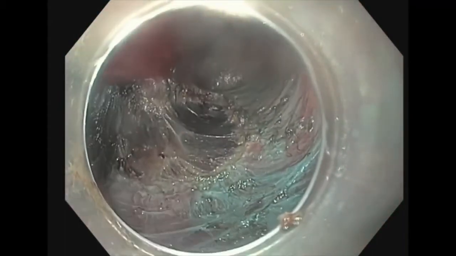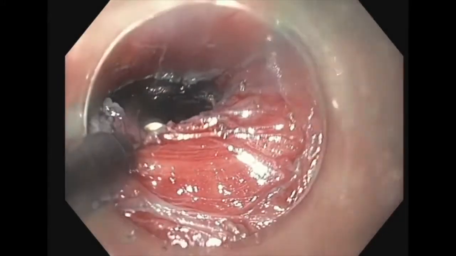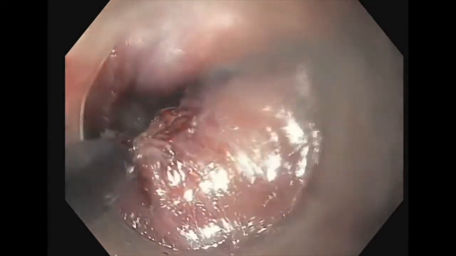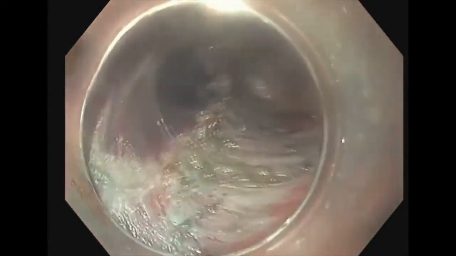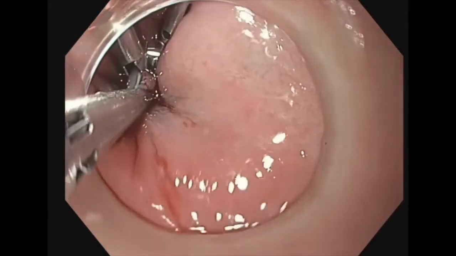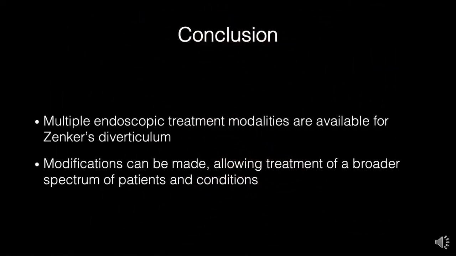Then the scope is pulled back until the cricopharyngeus is identified and a complete cricopharyngeal myotomy is performed. Relook demonstrates adequate treatment of the tight cricopharyngeus and diverticular septum. Standard mucosal closure is then performed with clips. In conclusion, multiple endoscopic treatment modalities for Zenker's diverticulum are available, which can also be modified to treat other upper esophageal conditions.